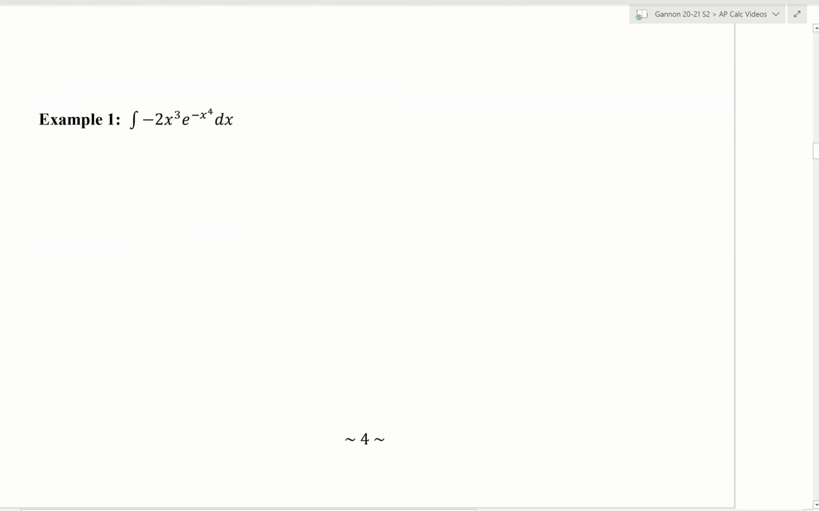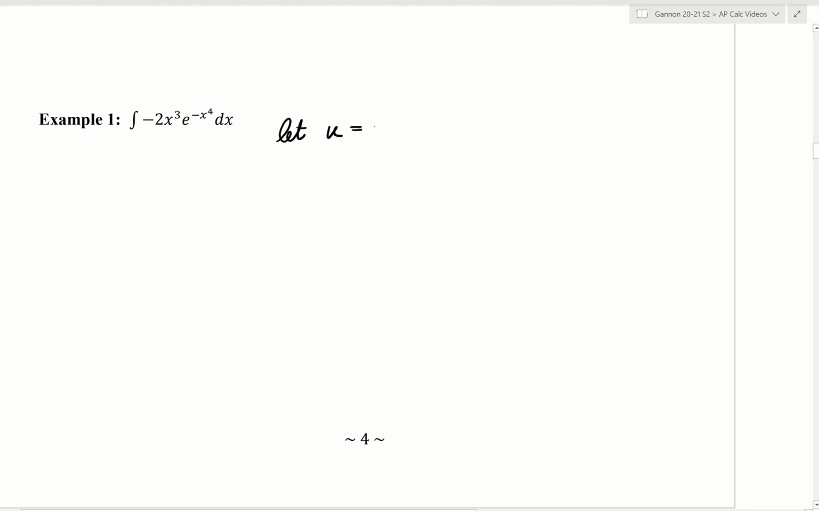So when we want to take the integral of functions involving e to a power, we want to get it in the form of e to the u. Again, just think u substitution. Guys, pause the video, try to take this integral on your own. We've got the integral of negative 2x cubed e to the negative x to the fourth. Again, no product rule, no chain rule. We're going to use u substitution.